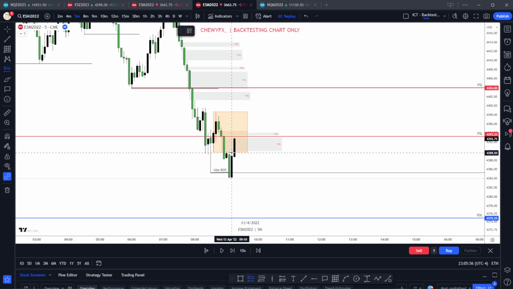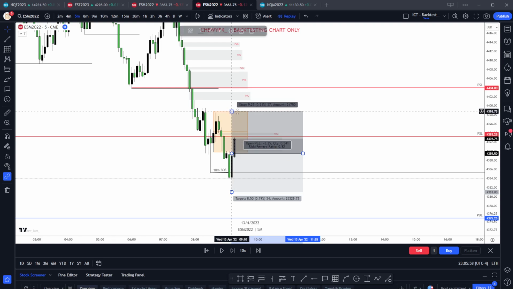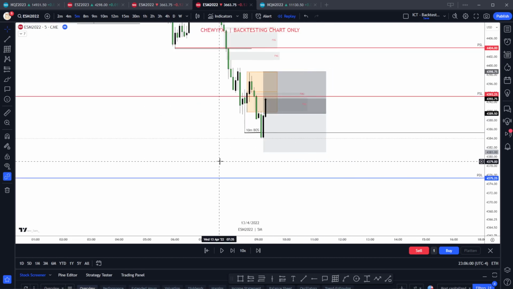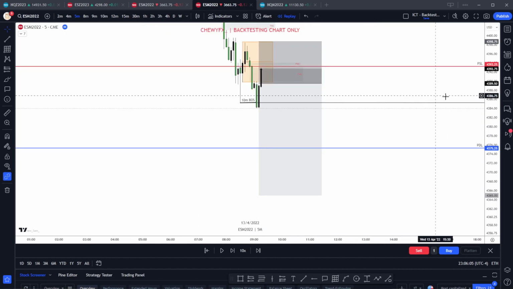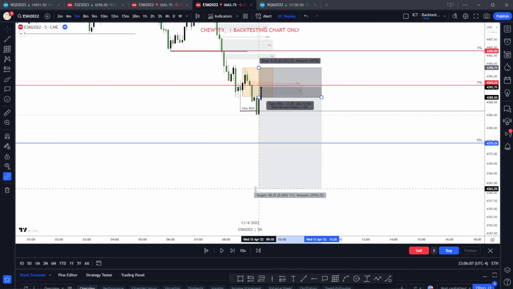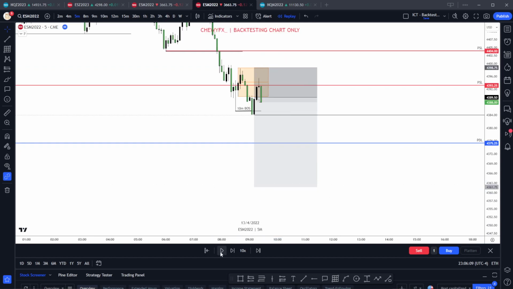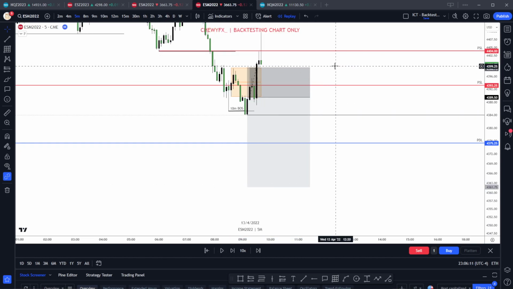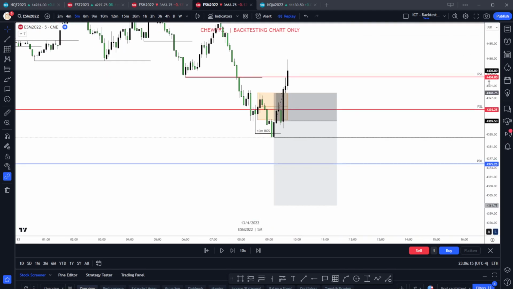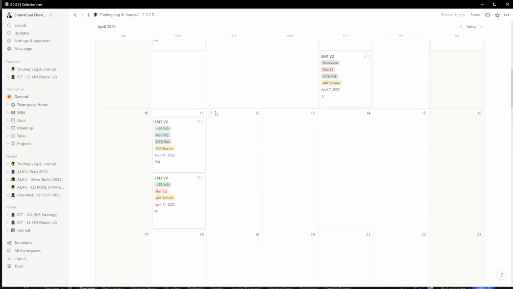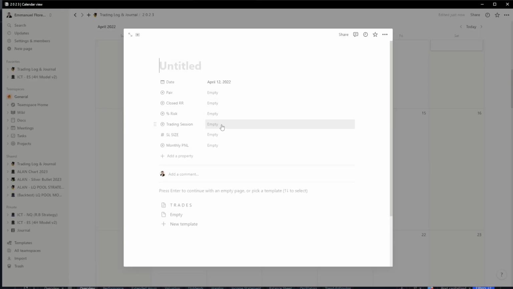Overall, pretty comfortable with this entry since we have the FVG. We had a strong reaction off of that premium array. We can catch this for 3R. Let's see what happens. Okay, so we got swept from the model. It's no problem. So we will mark that as a loss. ES 37. Okay, so SL size 37.